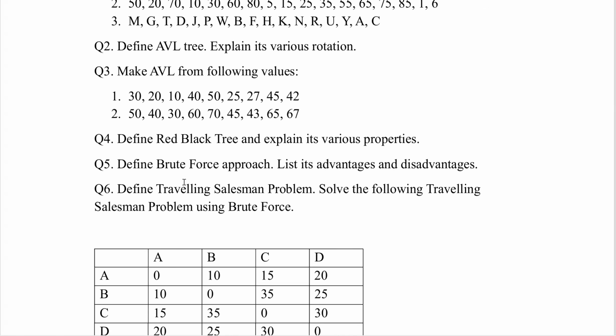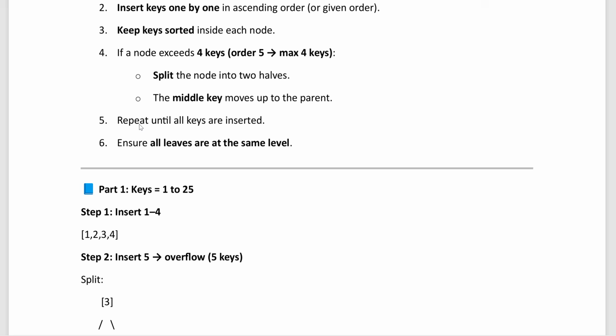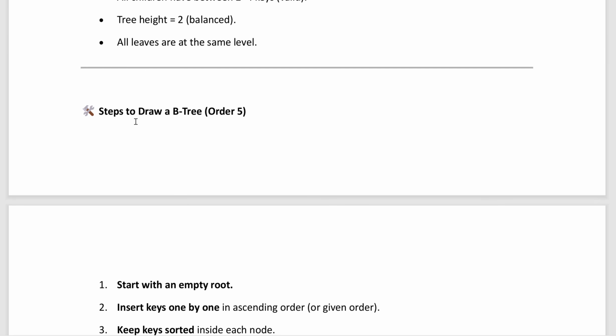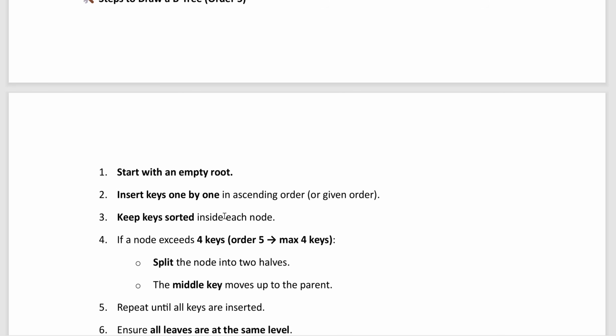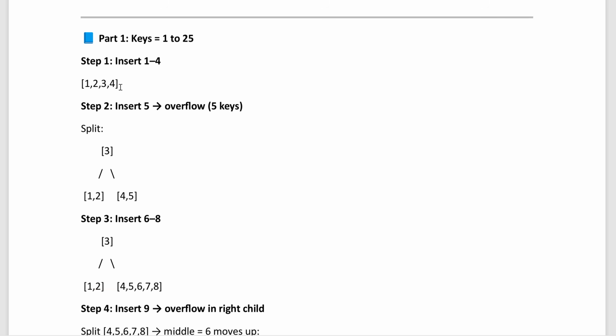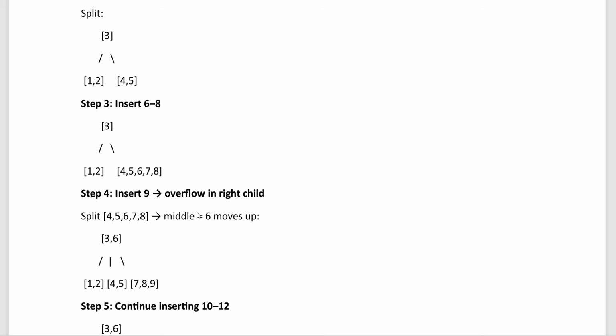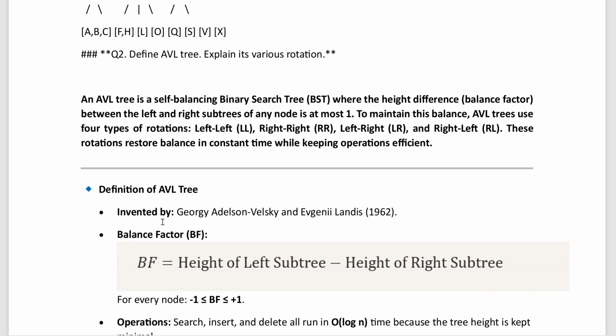The second question is, define AVL tree, explain its various rotations. For your convenience, in the first question, these steps have been shown for how to construct a B tree, right? However, I have already given you the definition of B tree and its properties earlier. You can also follow these rules for constructing the B tree. Here the steps have been shown in more detail for the first set of keys, then the second set of keys, and the third set of keys, right?